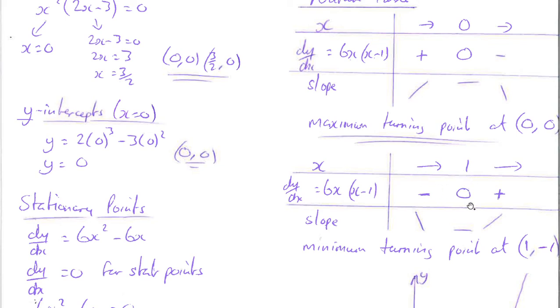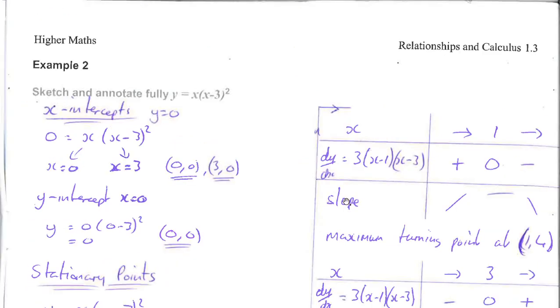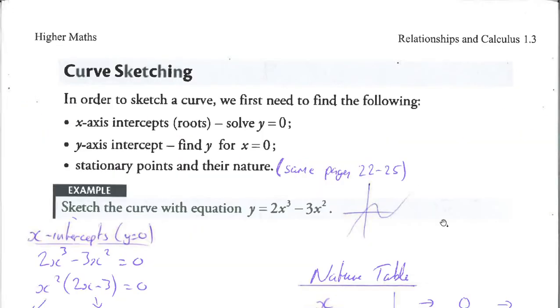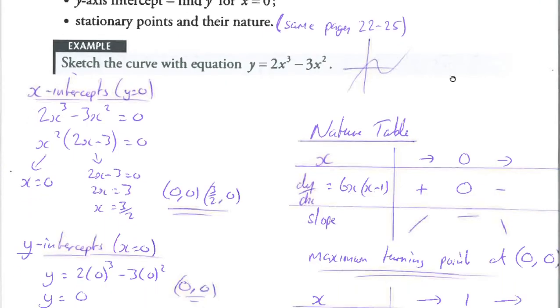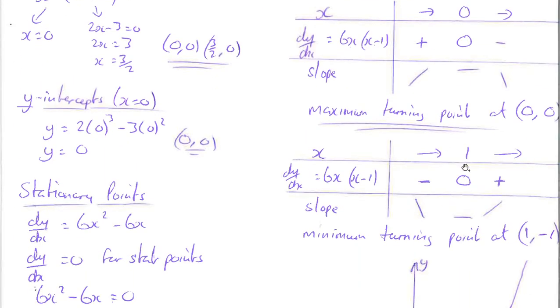Substitute in 1 just to check. So 1 minus 1 is 0. So we've got something. Went on to the next page there. Sorry about that. So substitute in 1. 1 minus 1 is 0. It's got 6 multiplied by 1 multiplied by 0, which is 0. So it'll be a horizontal line at that point.